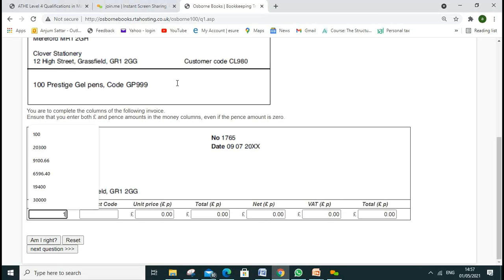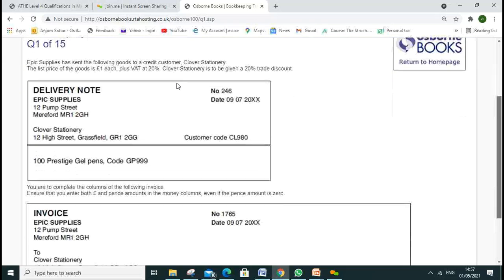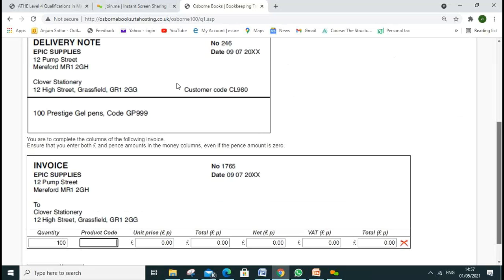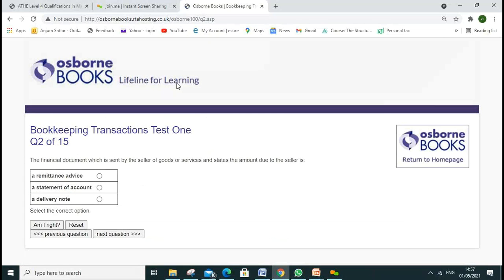What we see is the quantity is 100. When you click it, it shows whether you're right or wrong. At the end it will show you all the answers as well. So please do it in your own time. Is it clear? Please carry on by clicking next.